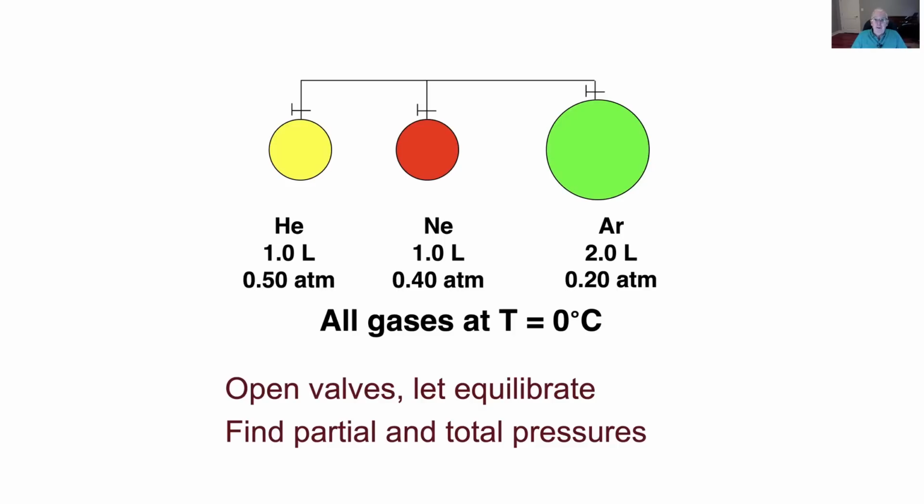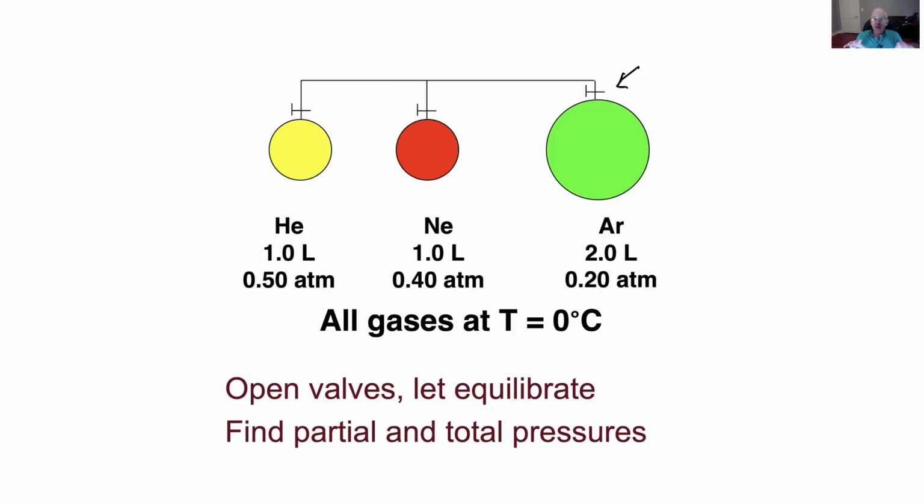They have different volumes. I've got a couple of 1 liter bulbs and a 2 liter bulb, and I've got different pressures in all of them as listed there. And it says they're all at the same temperature, all at 0 degrees C. All of those things would definitely be gases at that temperature. They'd be well above their boiling point, so we could reasonably expect them to act like ideal gases. So maybe I have that whole thing sitting in an ice bath or something. Originally each gas is in its own bulb. I've got valves you can see there sitting above them. So the idea is I take those valves, I open them up, I let the gases mix.